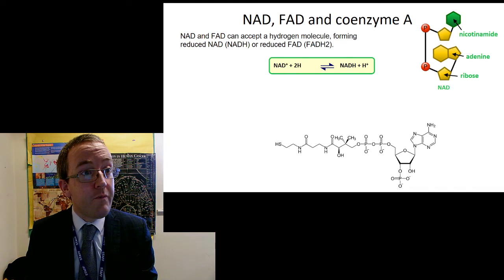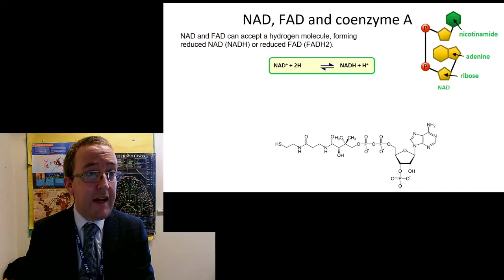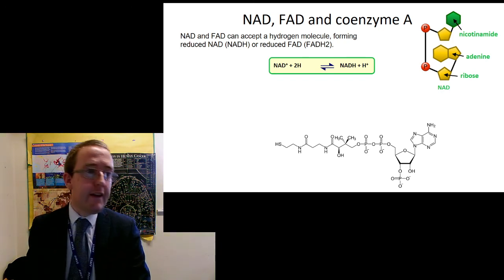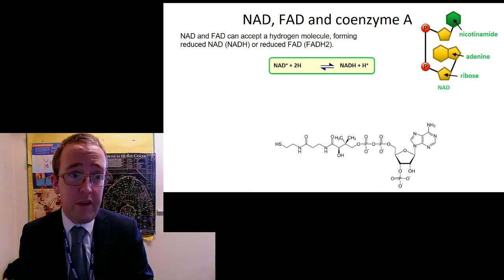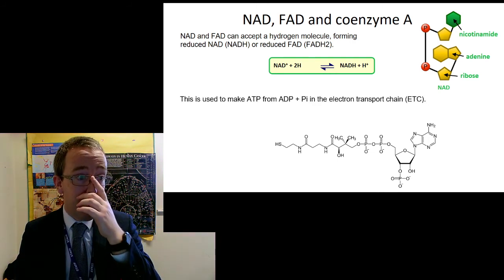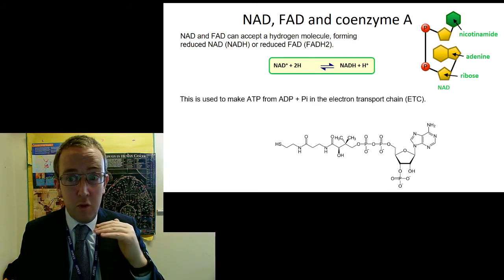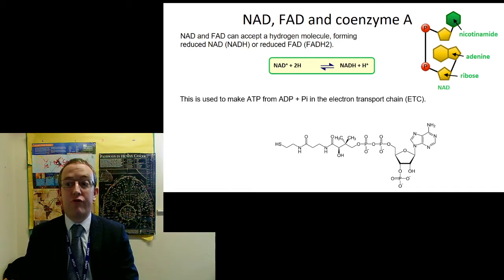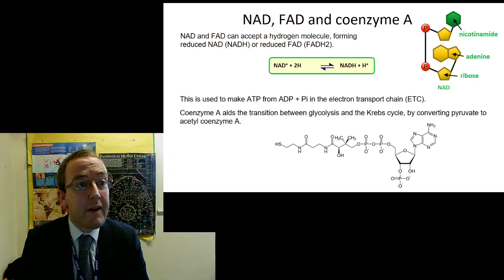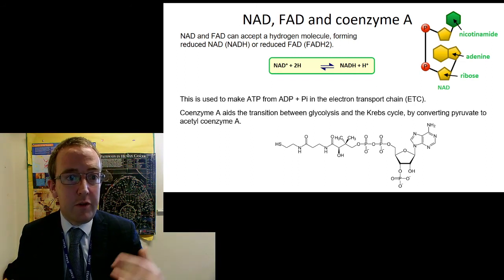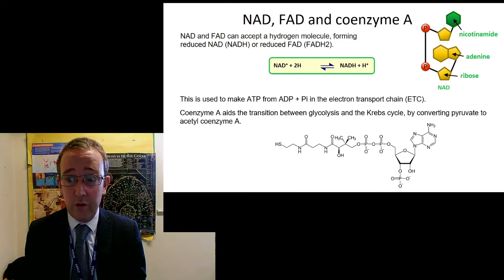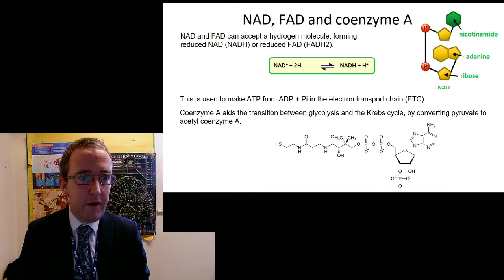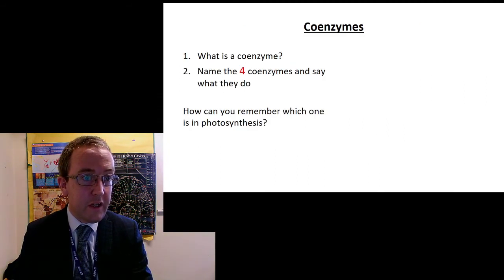So, NAD, FAD, and coenzyme A can all accept hydrogens. I like to think of them as basically wheelbarrows that drag these other molecules around the different parts of respiration. They're all used to form a proton gradient that makes ATP from ADP and Pi in the electron transport chain. Coenzyme A obviously is there to do the transition between glycolysis and the Krebs cycle in the form of the link reaction, and that's a picture of coenzyme A at the bottom there. So you do need to know that they're important and they do need to be regenerated.